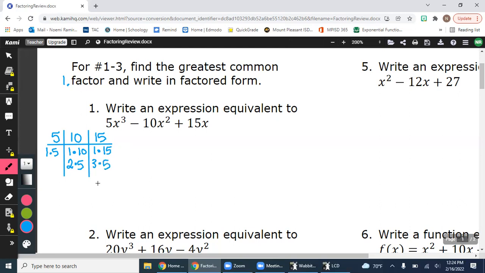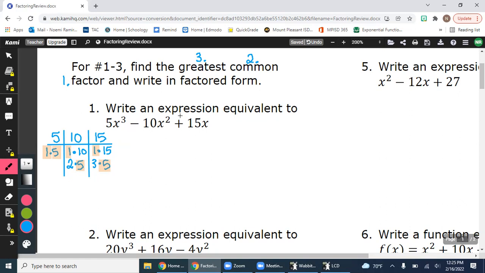3 times 5, right? Now, the second letter in GCF is common. Now we have the second step, find the ones they have in common, okay? Now, there's one number they're always going to have in common. Which one is it? 1, okay? What else do they have in common? 5. Now, the most important step is the first letter, G, greatest. That's the third step. You have to find the greatest.